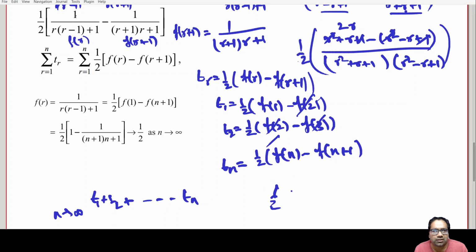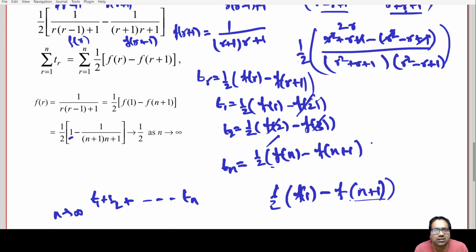What is our very first one? Half of f(1) minus, again, half of f(n+1). Only these two terms will be left. Everything else will be cancelled. What is our f(1)? f(r) is 1 by r into (r minus 1) plus 1. Now, what is our f(1)? 1 by 1 into (1 minus 1) plus 1. So, f(1) is actually equal to 1.